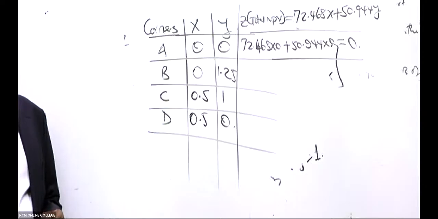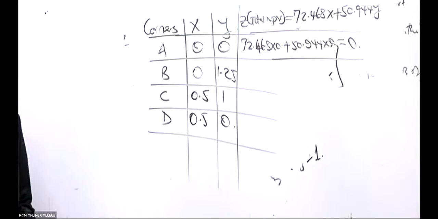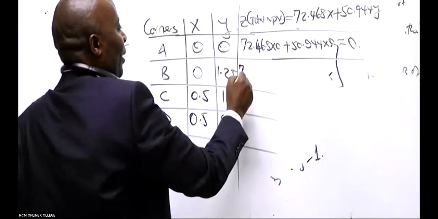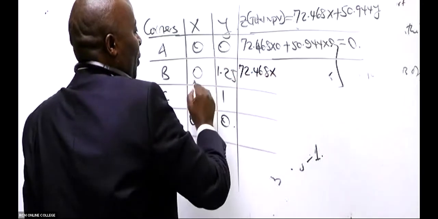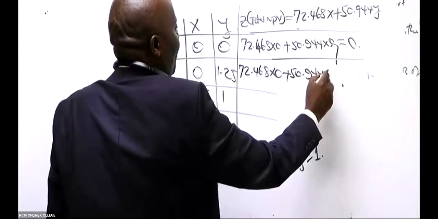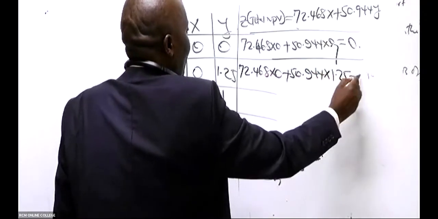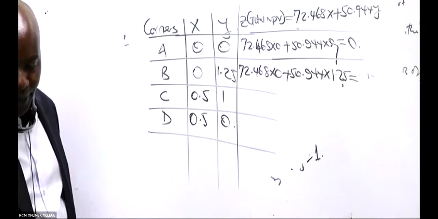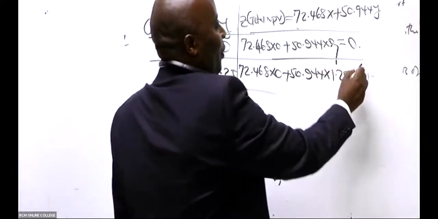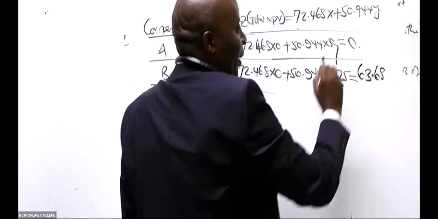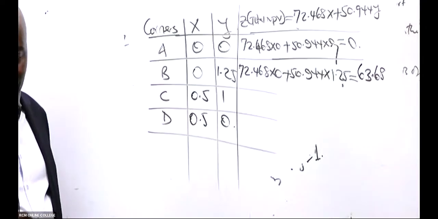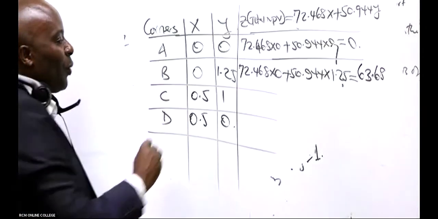So are you able to do the same for corner B now without much hassle? For corner B, what do we have here? 72.468 times 0 plus 50.944 times what? 1.25, isn't it? Please give me a figure there. So according to Lincoln Mwangi, he is getting 63.68. Thank you very much, which has been confirmed by some gentlemen in class here. Thanks, Harriet. Harriet must be a new student here. Welcome.